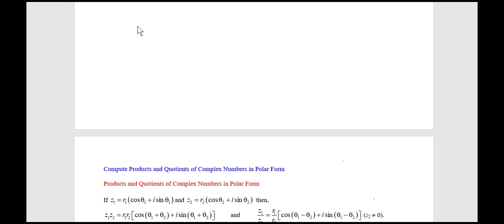This is the second video in section 7.3, complex numbers in polar form. The idea here is we want to see how expressing these complex numbers in polar form actually makes it pretty easy to compute with them in many ways.